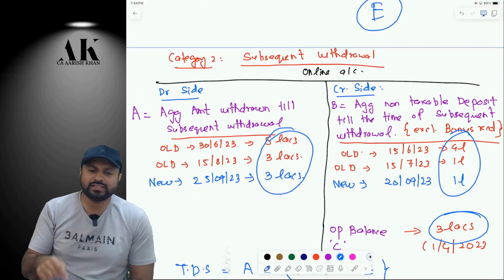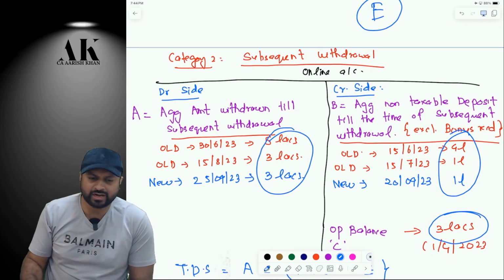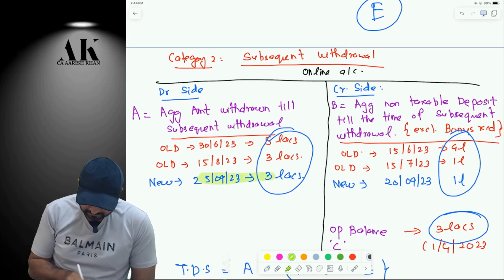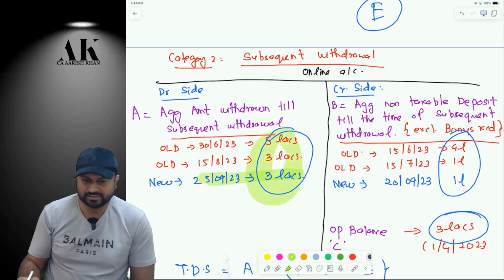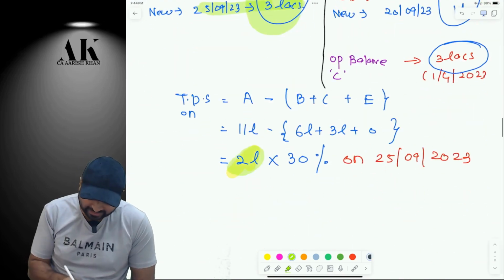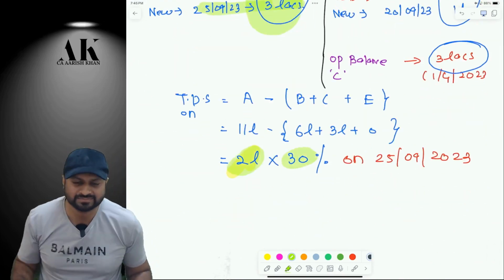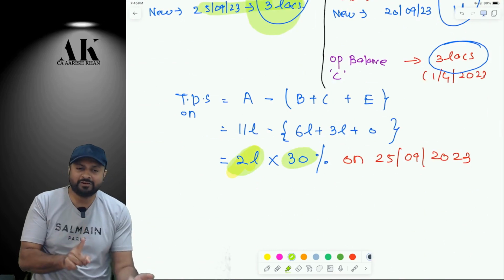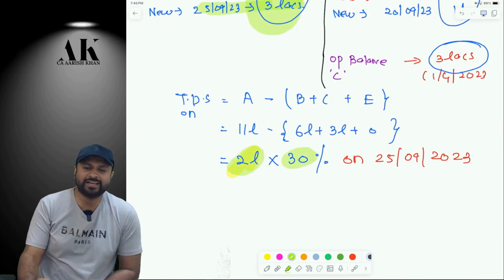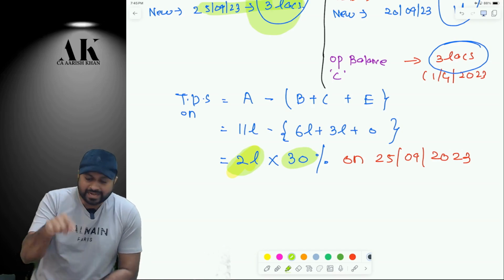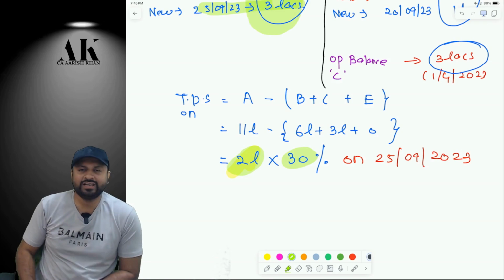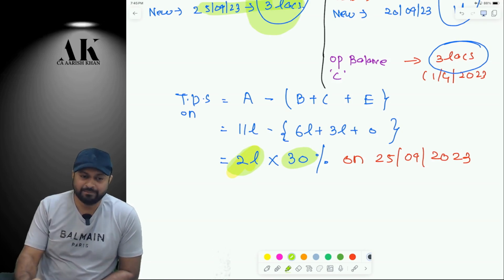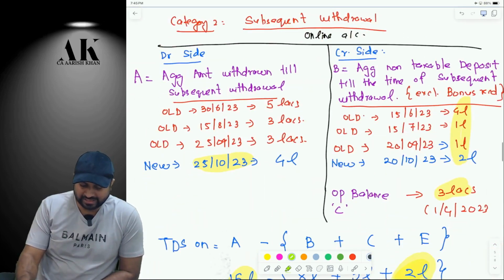Now after doing all these things, is there a positive amount left to deduct TDS on, on 25th September? Is there any positive amount left? 2 lakh is left, correct? 30%. Are you clear? So this is the first time TDS will be deducted in this current financial year. Now can I say this 2 lakh will become E later on? Are you clear? Because otherwise there will be double taxation.